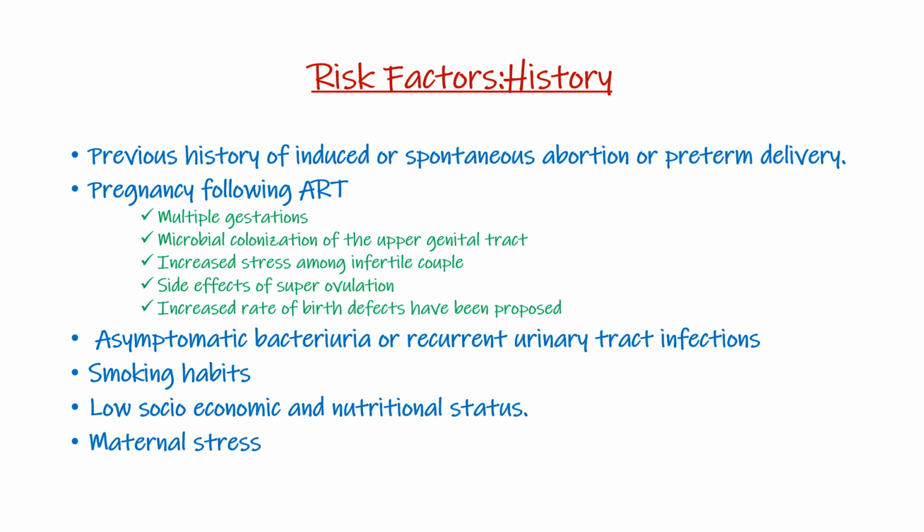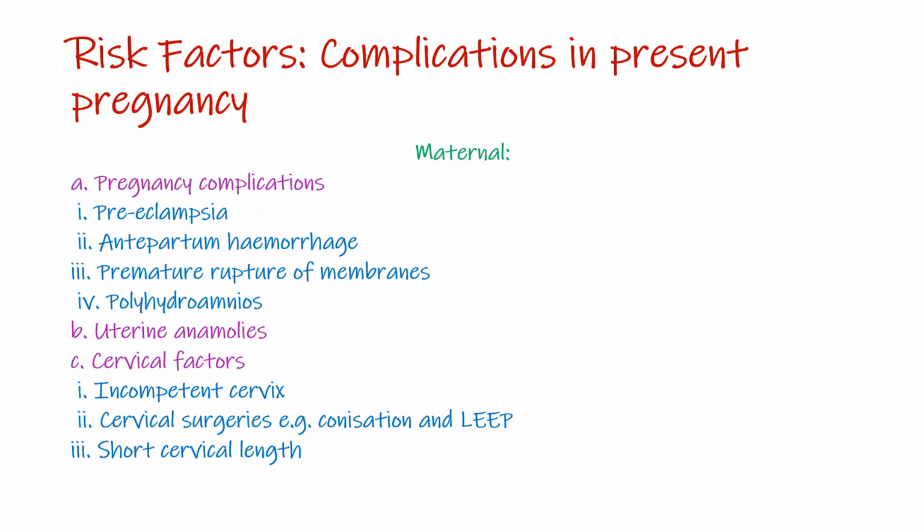So those are the factors that you should note and keep in your mind. In addition to those risk factors, there are complications in the present pregnancy. So these are complications in the pregnancy we currently have, which will predispose the patient to having preterm labor. In terms of maternal factors, you can have pregnancy complications such as preeclampsia, antepartum hemorrhage, premature rupture of membranes, and polyhydramnios. In addition to that, uterine anomalies, which we already talked about.